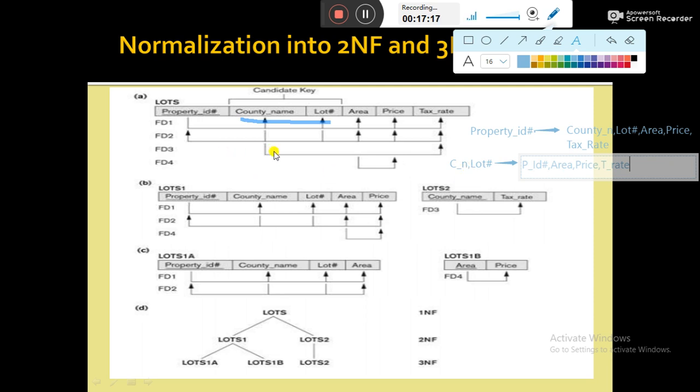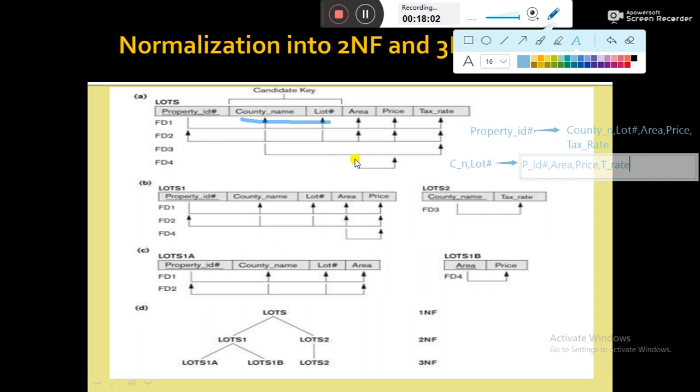Next, FD3 says that county name arrow tax rate, means tax rate is functionally dependent on county name. What does it mean? A tax rate is specific for each county. That's okay. And another FD, FD4, is defined on that particular relation. It says that area arrow price, means price is functionally dependent on area, or we can say that area determines price. So price is dependent on area.